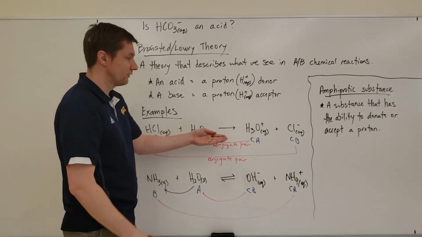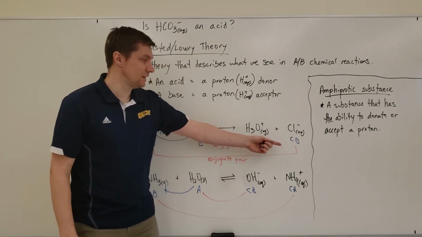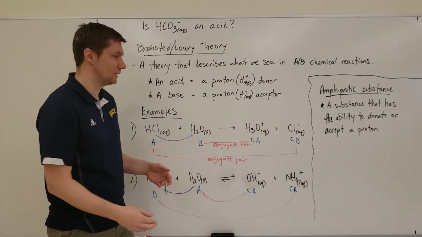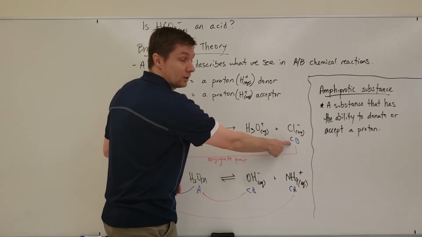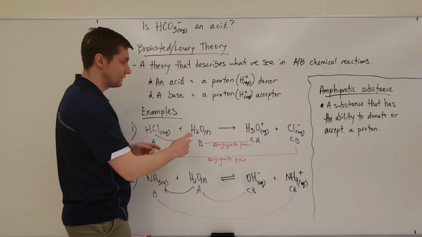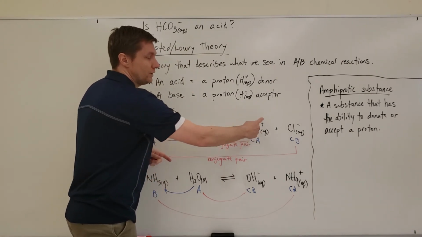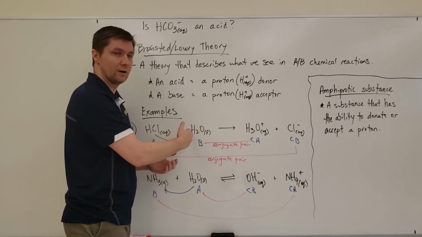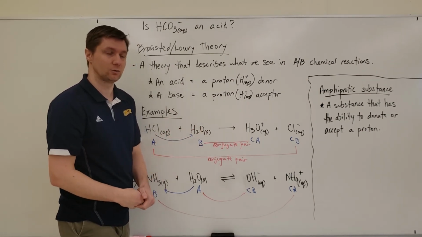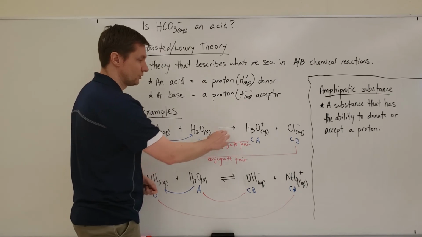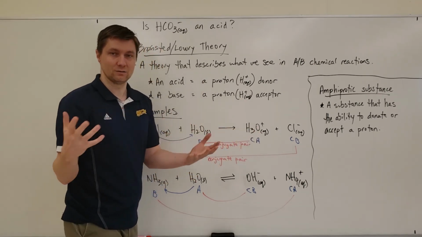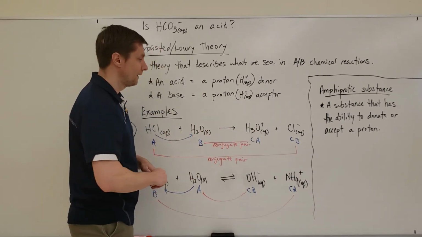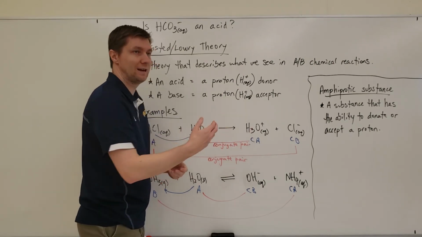Now you can also see over here on the other side, I've labeled this as Ca and Cb. All this means is that this is my conjugate acid and my conjugate base. Now you can see that hydronium was produced as a direct result of water accepting the proton from the hydrochloric acid. So this base turns into an acid type of compound, and so we call it a conjugate acid.